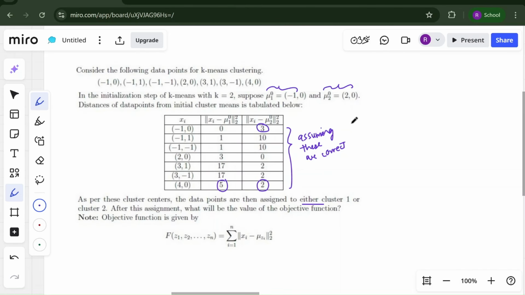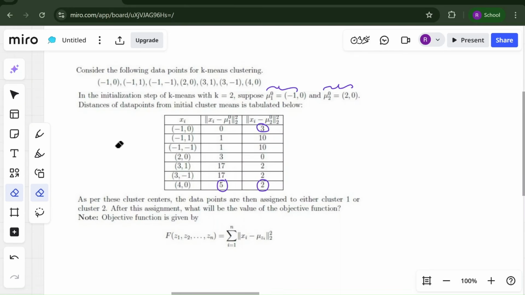So what is Zi? If I have another column Zi, then this would be what? This would be first cluster, first cluster, first cluster, then second cluster, second cluster, second cluster, second cluster. Okay, right? And it says as per these clusters, the data points are then assigned to either cluster 1 or cluster 2. Okay.